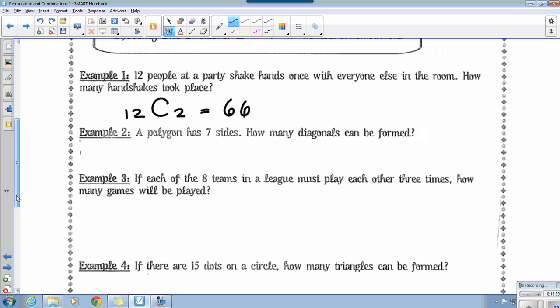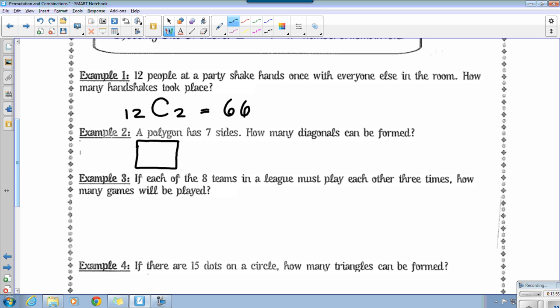Number 2. A polygon, and is this the kind of question, the diagonals? A polygon has 7 sides. How many diagonals can be formed? If there's 7 sides on a shape, how many corners are there on a shape? 7. Okay, 7 sides, 7 corners. Kind of like a square. 4 sides, 4 corners. And if you think about a square, let's change this question just at the beginning. There's 4 sides, 4 corners. How do you get a diagonal?